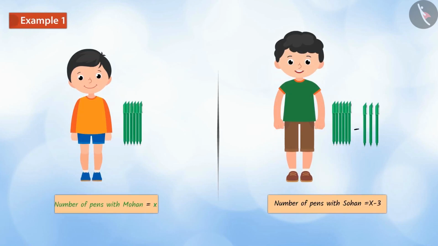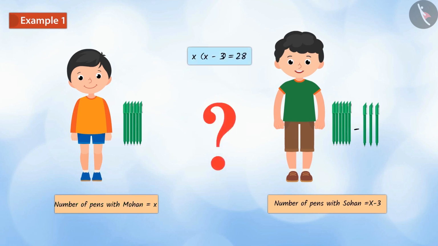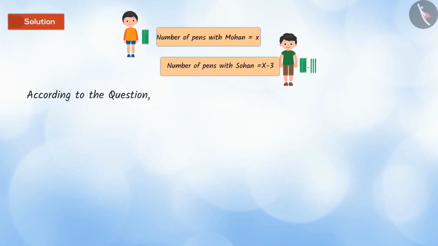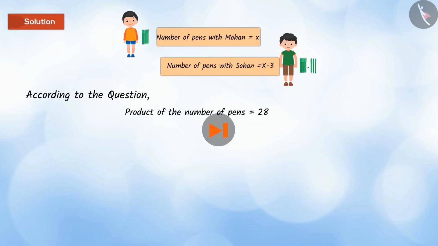The number of pens with Sohan is 3 less than the number of pens with Mohan, and the product of the number of pens is 28. Is this possible? Pause the video and write the quadratic equation for this situation and then match it with the video.